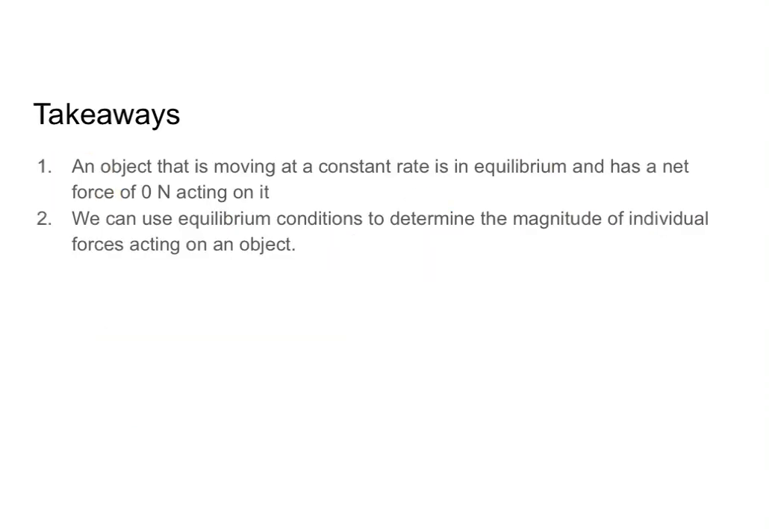Okay, so let's go ahead and talk takeaways then. So the first thing is that an object that is moving at a constant rate is in equilibrium and has a net force of 0 newtons acting on it. And the first thing that you need to be able to do with these problems is recognize when you're in equilibrium. Once you recognize that you're in equilibrium, you can use that equilibrium condition to determine the magnitude of individual forces acting on an object.